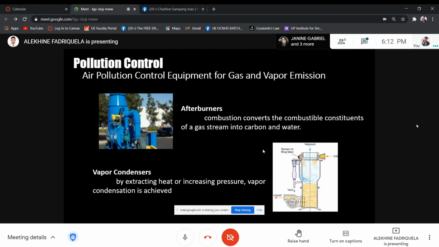Afterburners. Combustion converts the combustible constituents of a gas stream into carbon and water. Vapor condensers. By extracting heat or increasing pressure, vapor condensation is achieved.